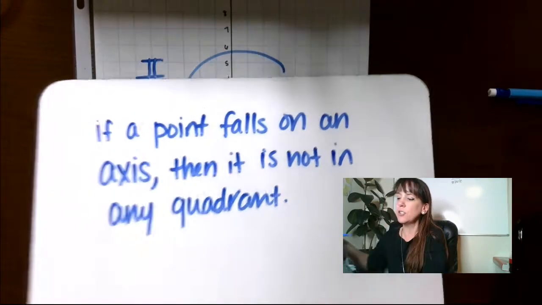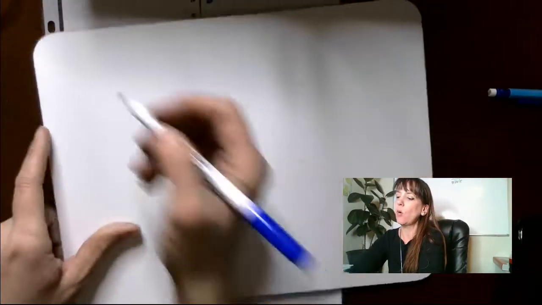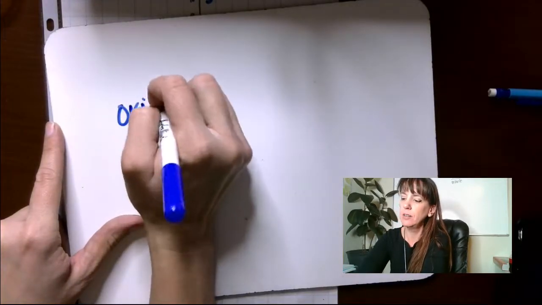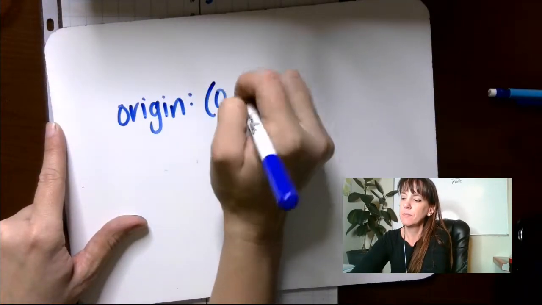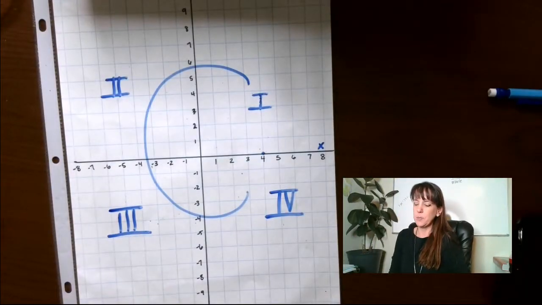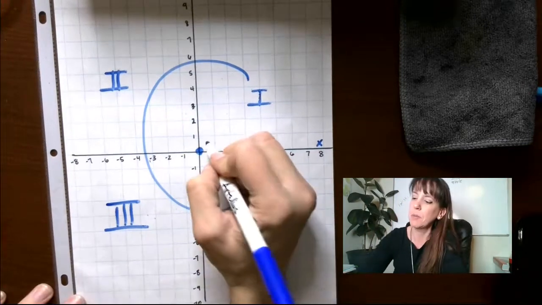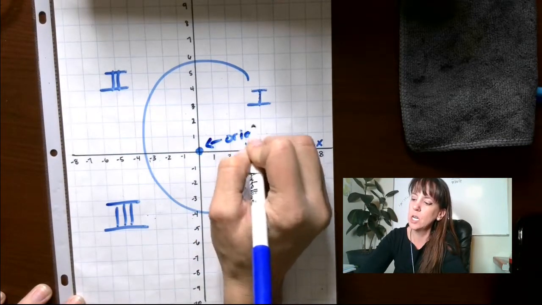The other thing that you need to know about this for vocab words is the origin, and the origin is 0, 0. It's the very center of our graph. Write that down. Origin is 0, 0. So on this particular graph, it is right here. That's your origin. Okay, maybe write a little thing, origin, beautiful.